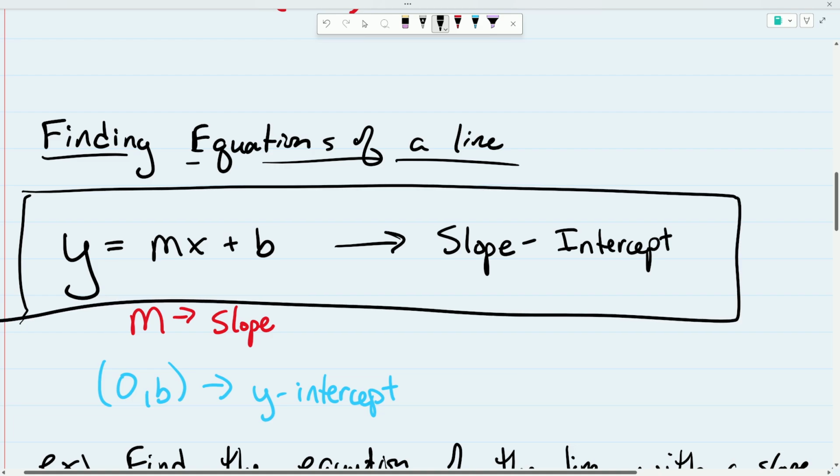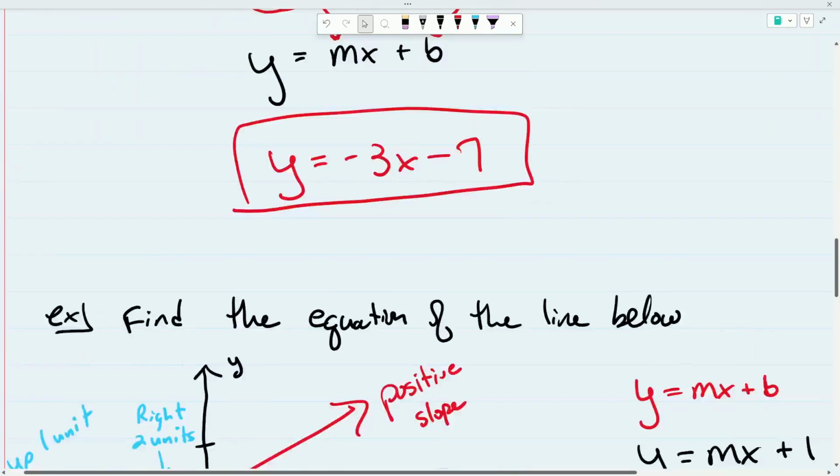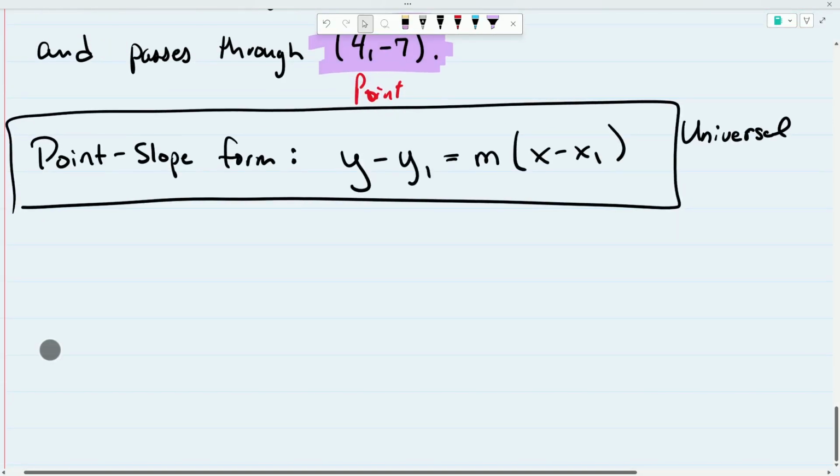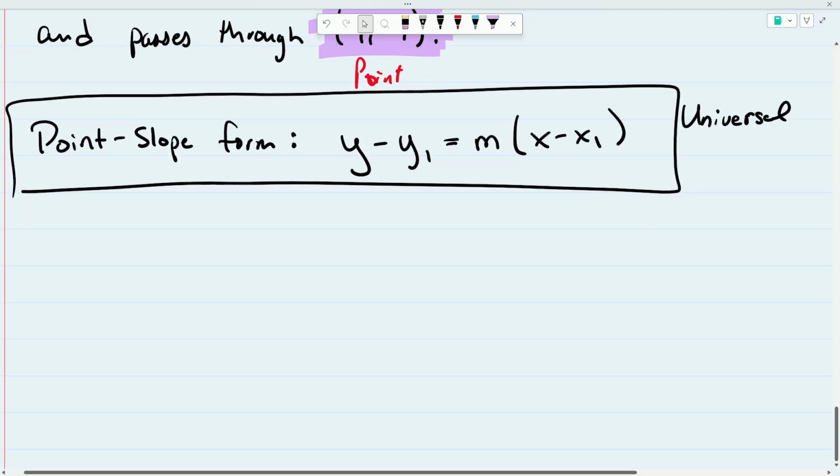The equation previously, slope intercept form, is very specific. You must have the slope and you must have the y-intercept. That's the only way you're going to use this. However, down here, it's universal. You can use it with anything. So I'm going to show you how to go ahead and do this. Step number 1.